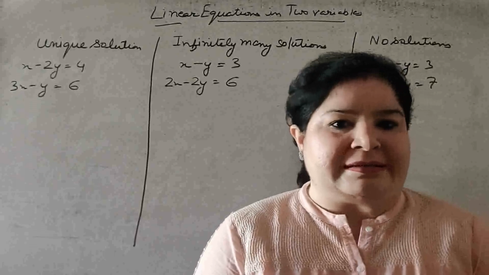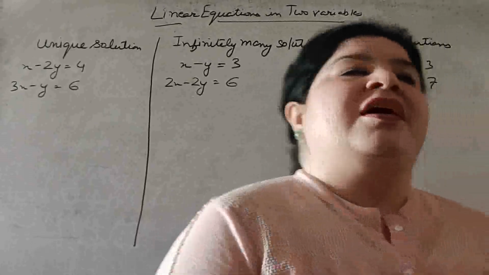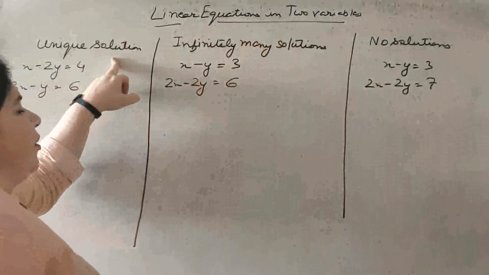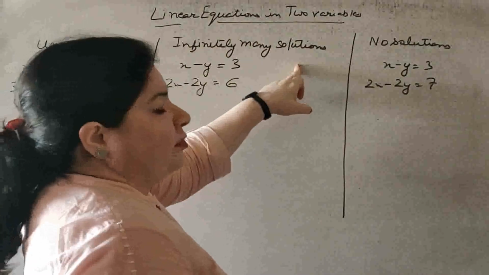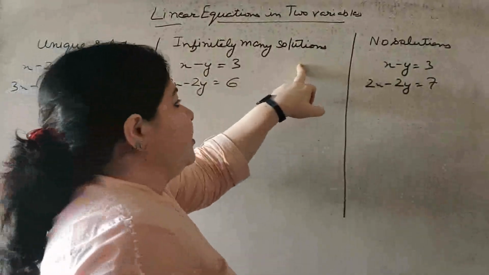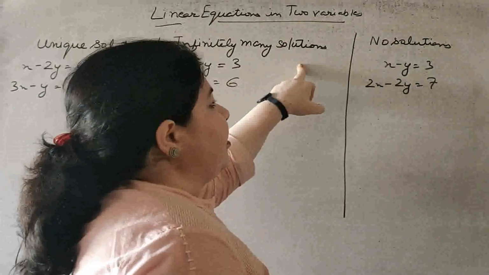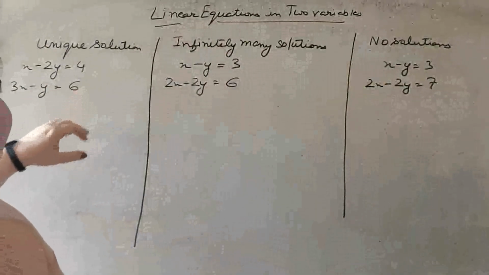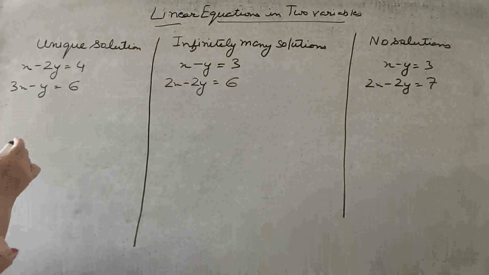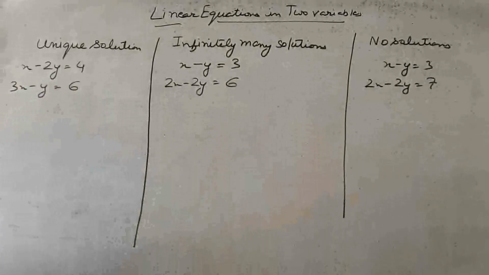Students, now I will be considering three different solutions of linear equations in two variables. As you all know, first type मेरी क्या होती है? Unique solution, the lines are intersecting. Second is infinitely many solutions when lines are coincident. And third is no solution when lines are parallel. ठीक है, अभी हम इसको डिस्कस करते हैं. मैंने कुछ एग्जांपल्स लिए हैं इक्वेशंस की. Firstly, I've considered two equations, x minus 2y is equal to 4 and 3x minus y is equal to 6.